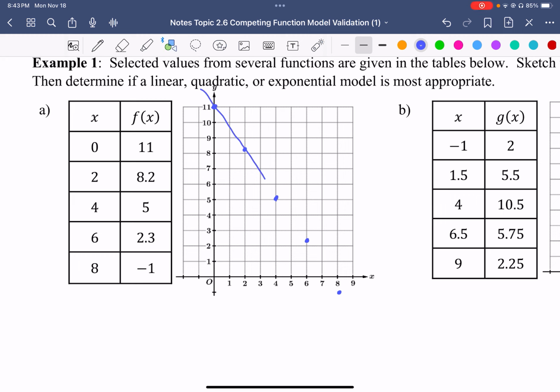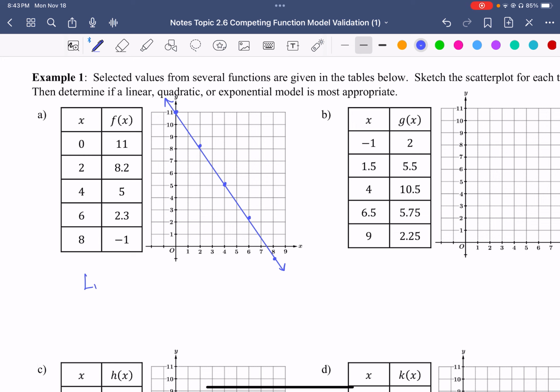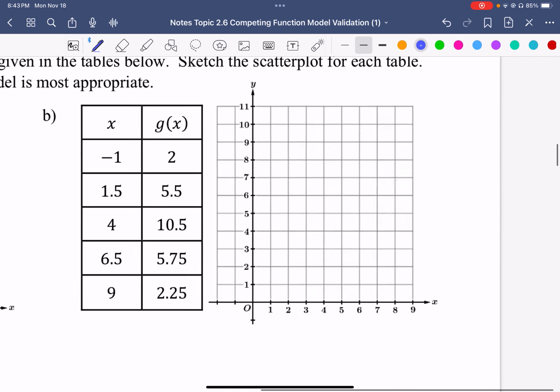Again, it's not going to be super perfect. So notice that most of my points fall on the line. This one and this one, they do not fall perfectly on the line, and that's okay because we're working with decimals. But this would best be modeled by a linear function. Okay, let's try letter B.